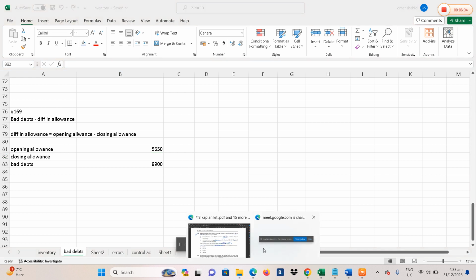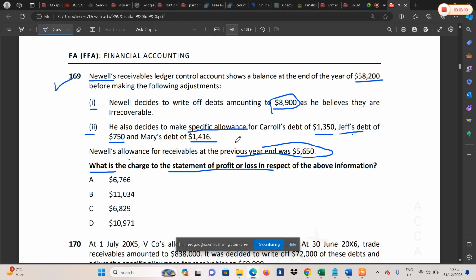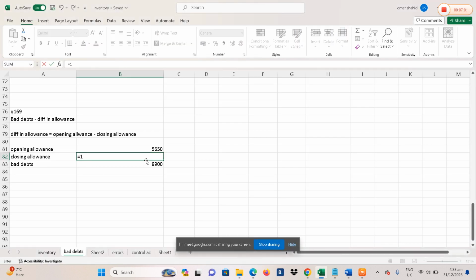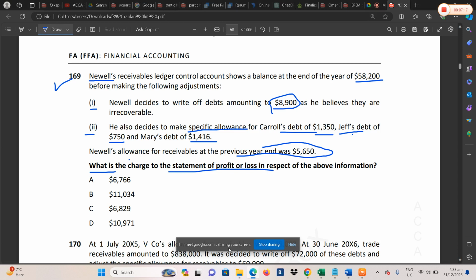Now we figure out what the closing allowance is. Obviously, if 5650 is the opening allowance, the allowances given here for specific customers are our closing allowances. So if we total 1350, 750 and 1416, what will be the total closing allowance? Let's calculate: 1350 plus 1416 plus 750. So how much is this? 3516 is our closing allowance. Let's check the figures again: 1350, 750 and 1416.